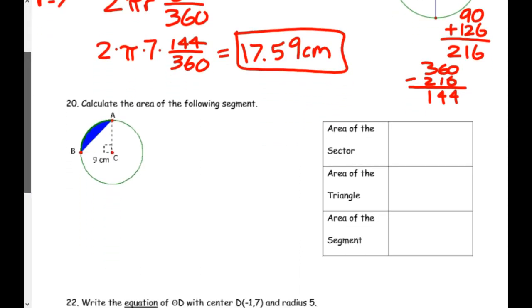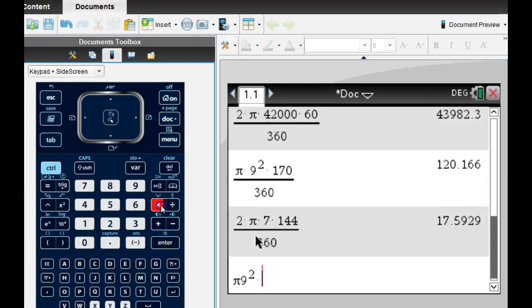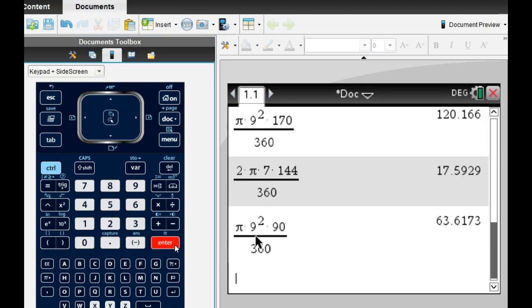Okay. You might remember this one. Okay, the area of the following segment. So the area of a sector is pi r squared theta over 360. So that's going to be pi 9 squared 90 over 360. 63.62.